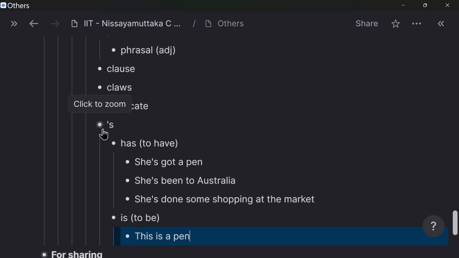So this is a pen. Okay, in this case, you cannot do it like this. You cannot do this. This is a pen. No, this is a pen.